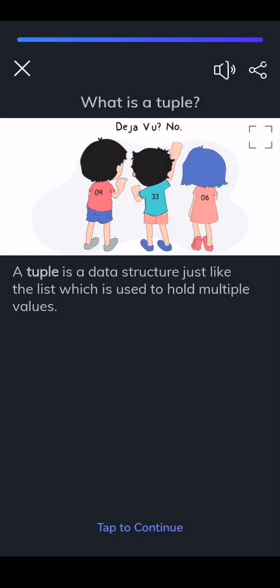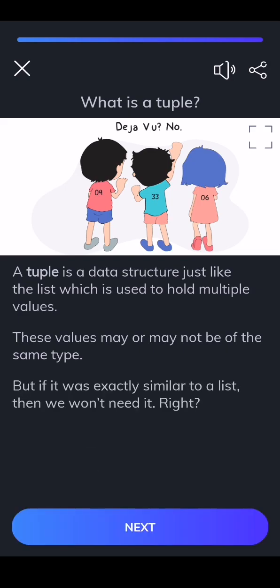A tuple is a data structure just like the list, which is used to hold multiple values. These values may or may not be of the same type. But if it was exactly similar to a list, then we won't need it, right?